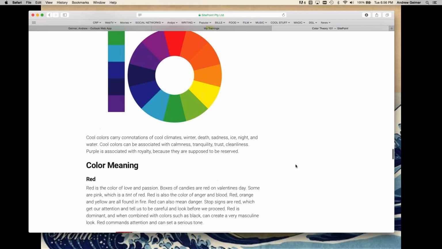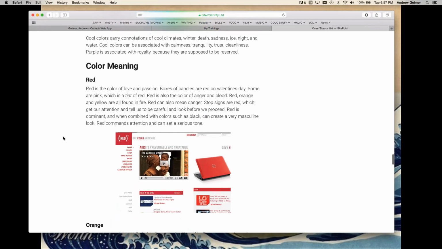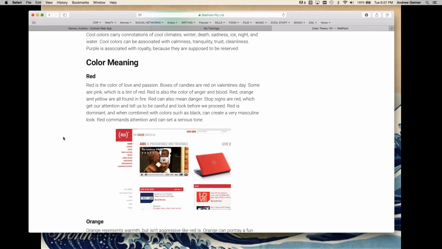And then toward the bottom, color meanings, because colors mean things. We associate certain ideas and concepts and moods and feelings with certain colors. So red, for example, right? Red is the color of love and passion. Boxes of candies are red on Valentine's Day. It's also the color of anger and blood. Red and orange and yellow are all found in fire. Red can also mean danger, like stop signs or red lights. So it's an attention-grabbing color. That's how we associate that. Red is sort of a dominant attention-grabbing color.